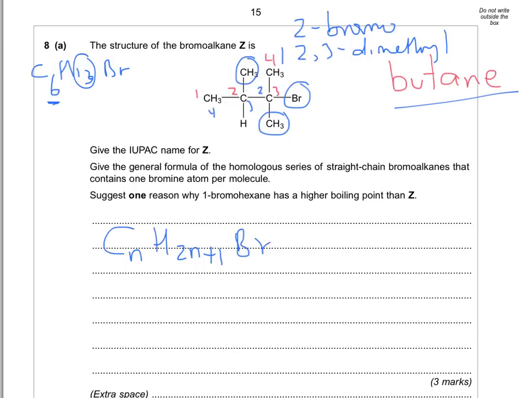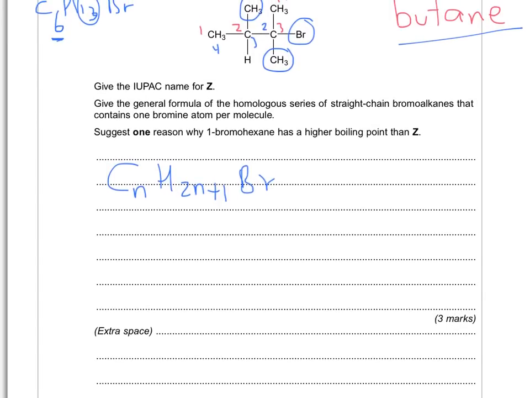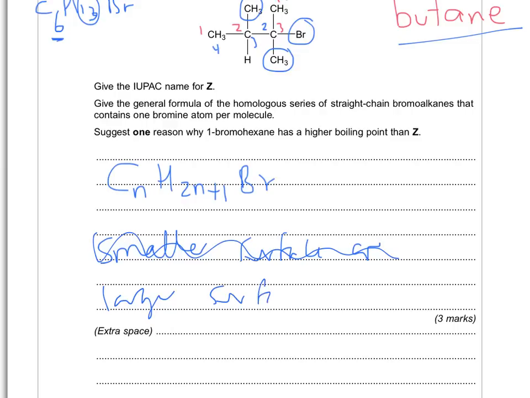And then it's just one reason why 1-bromohexane has a higher boiling point than Z. So this is because Z is branched chain, so it has a smaller surface area. Sorry. Well, 1-bromohexane has a higher boiling point than Z because it has a larger surface area. So stronger van der Waals forces between molecules.